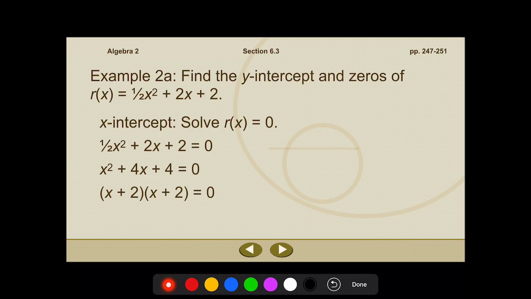And here we can use a simple factoring method. We'd have products of 4 that, when you add them together, give you 4. That's x plus 2 and x plus 2. So you plug that in, and you say each one is equal to 0.